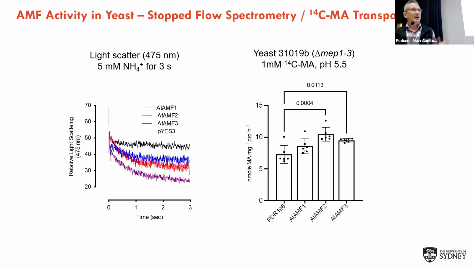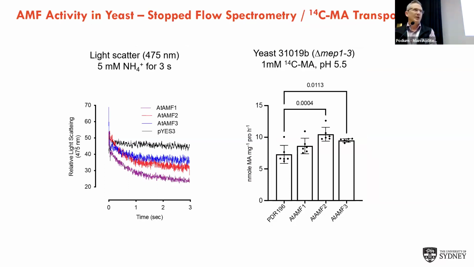So we've done quite a bit of biophysical work on these proteins. There's still more work to be done, but when I was in Adelaide before I moved to University of Sydney, we spent a bit of time looking at stopped-flow spectroscopy in the lab of Steve Tyerman's group. And we were able to identify that all 3 of these proteins in Arabidopsis do facilitate the movement of ammonium into yeast cells. This is shown by a swelling of the vesicle in response to a transient pulse of ammonium.